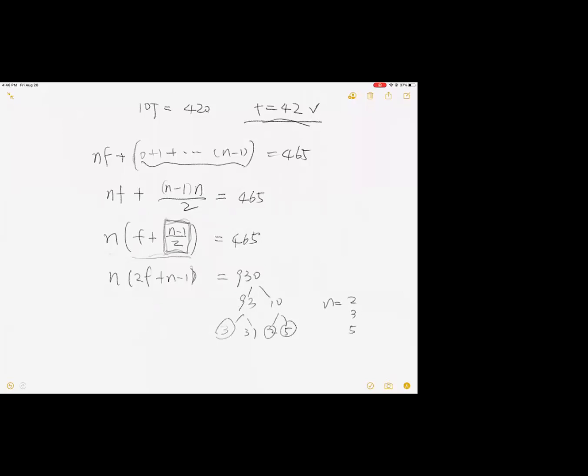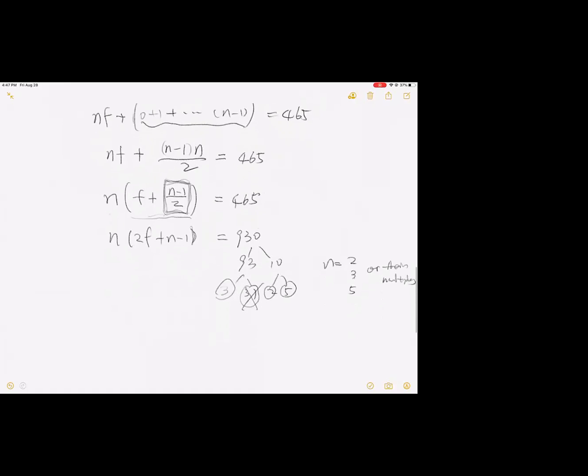What else? Well, 31 is too big. Are these the only 3 possible n's? No, I mean it has to be a multiple of them, okay? Or their multiples. And 31 is too big, obviously, because you only have less than a year, or less than or equal to 12 months. So n cannot be a multiple of 31.